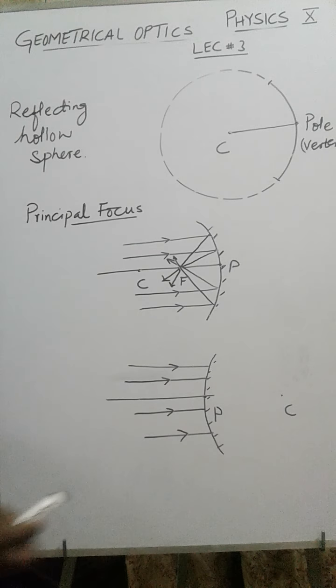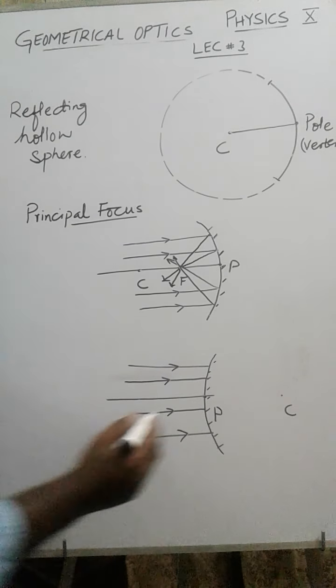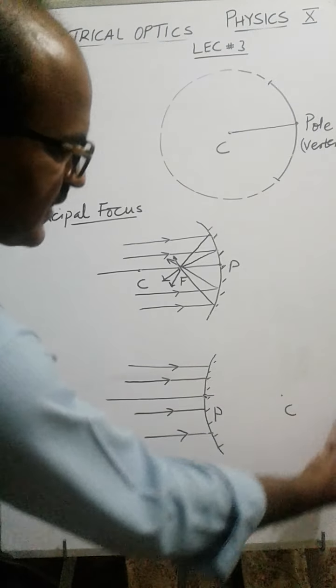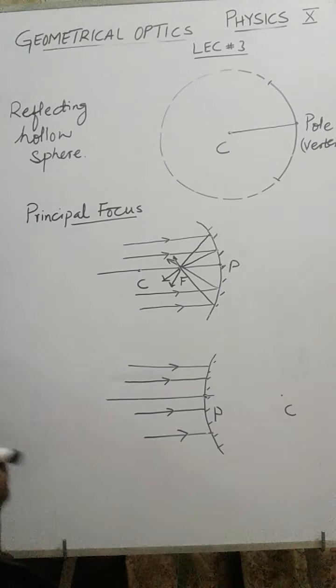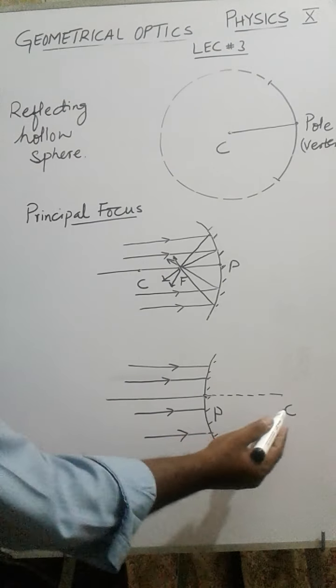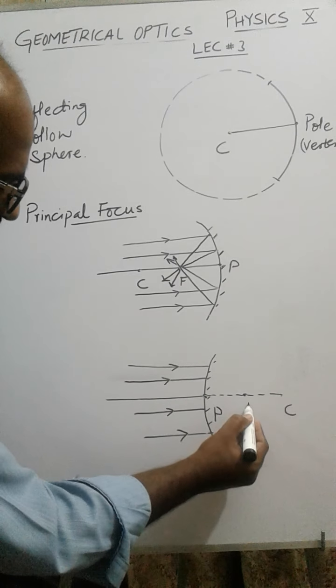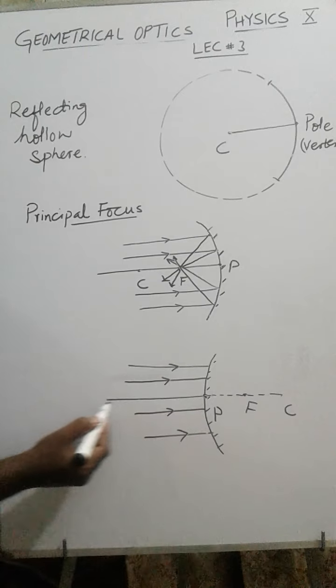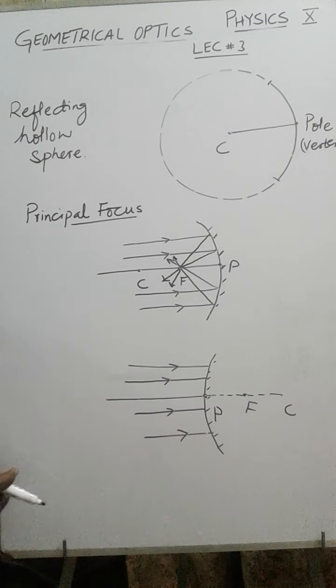Now in the case of a convex mirror, I have shown here a convex mirror. This is the pole, and of course if you make the sphere it will be like this. So its center of curvature is over here virtually, and exactly between the pole and the center of curvature you will take the principal focus. Now what will happen over here? This is the principal axis, with rays of light parallel to it.